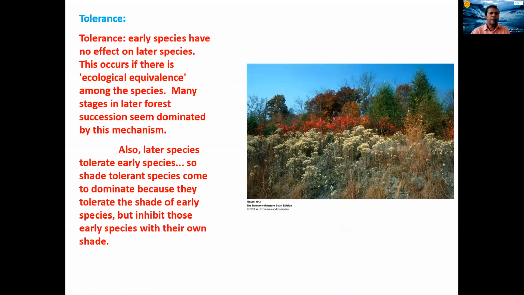And the other species are called the tolerance species. The first species comes into that community, and then another type of plant comes in. They will tolerate the first species, or the first species will tolerate the second one, and they will coexist. So they will be together, right? So we call this tolerance. They can tolerate the other species, and they will be together, right?